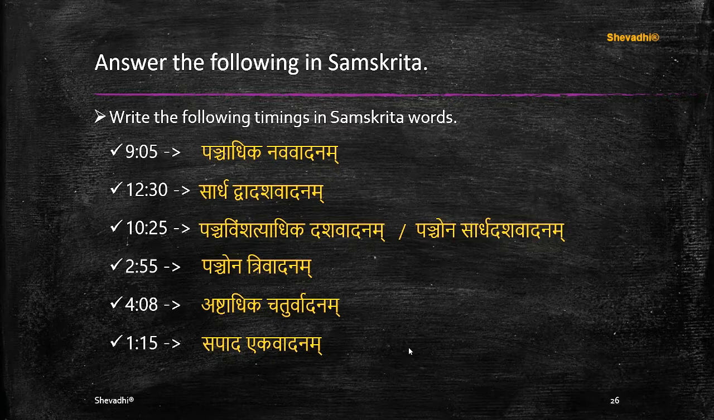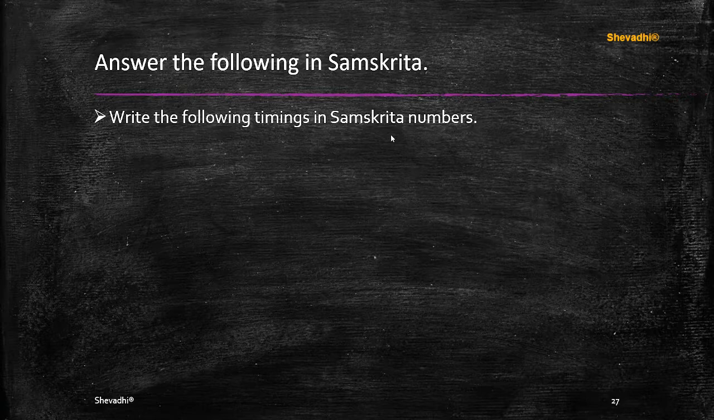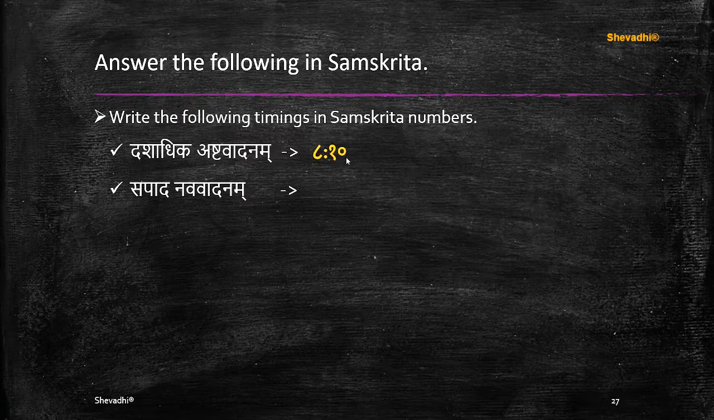And now we will look at the write the following timings in Sanskrita numbers. Okay, you had written that in words. Now you write the timings that are given, in Sanskrita numbers. So Dashadhika Ashta Vadanam. First you just write it down in Roman numerals, in English numbers, and then you write the equivalent in Sanskrita numbers. So Dashadhika Ashtavadanam means 10 minutes more than 8 o'clock. It is 8:10. And then you write, you would have practiced the numbers, right? So first you write it as 8:10 in English numerals, and then you write that corresponding number in Sanskrita. Sapada Nava Vadanam. 9:15. This is 9:15 in Sanskrit numbers. Padona Chaturvadanam.